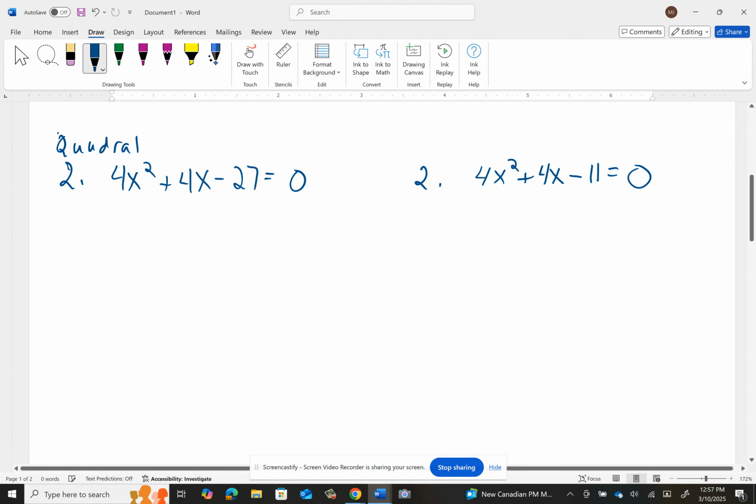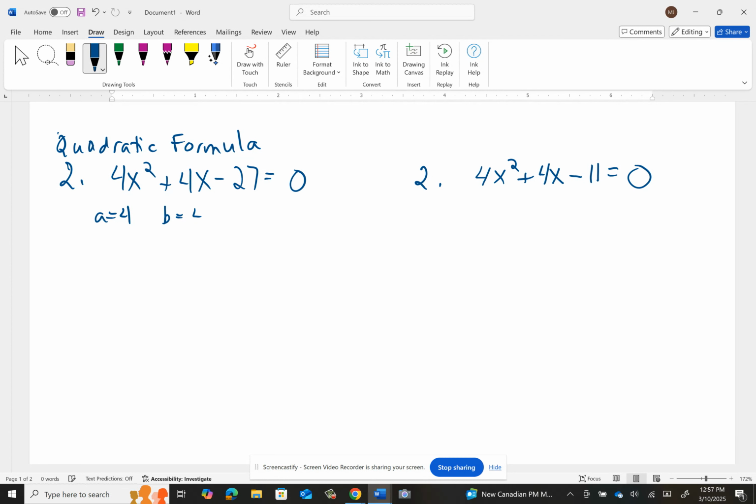All right, the next two problems I asked you to solve by using the quadratic formula. So you need to know your quadratic formula. Then you're going to make sure it's equal to 0 and everything's in order. Once you've done that, you're going to identify your a, your b, and your c. Then you're going to plug into the quadratic formula.